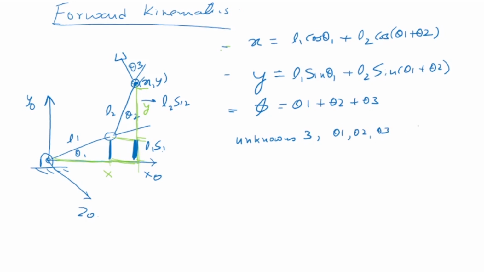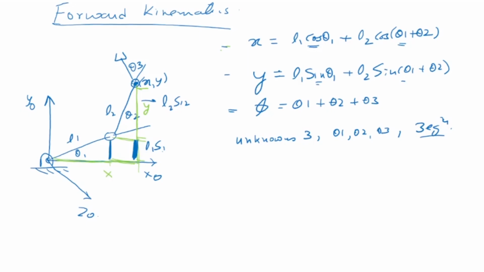And how many equations do we have? We have three equations. So we should be able to solve. But please note that these equations are not algebraic equations. They are transcendental equations, they have cos and sine, and they have cos(theta 1 plus theta 2), sine(theta 1 plus theta 2). That makes it difficult to solve.